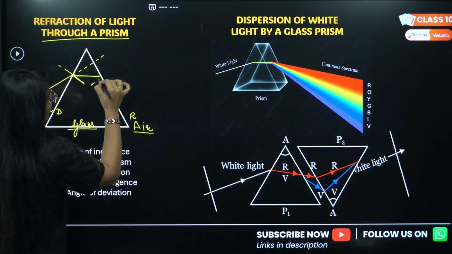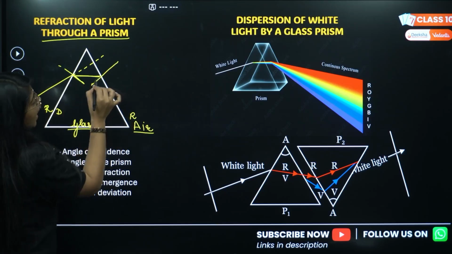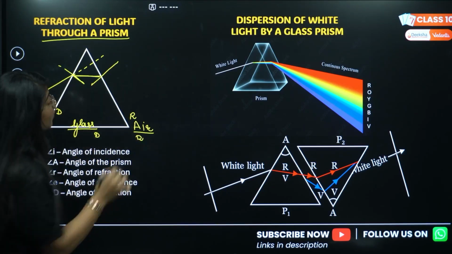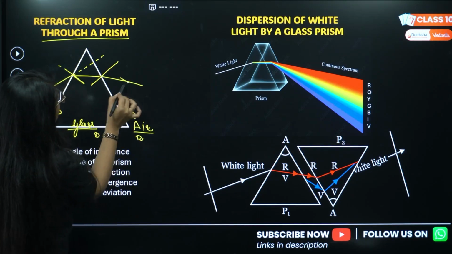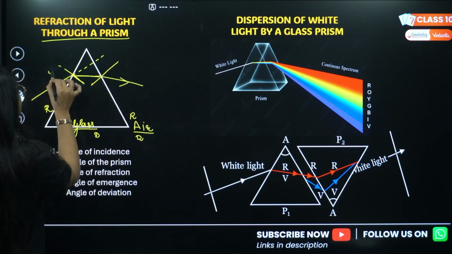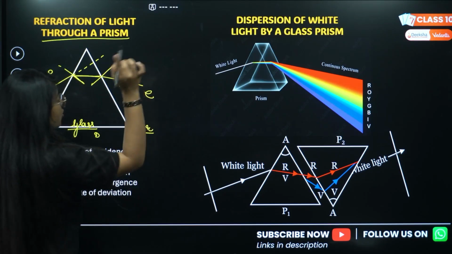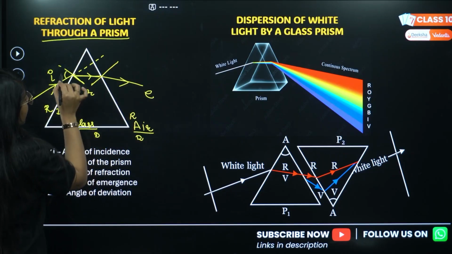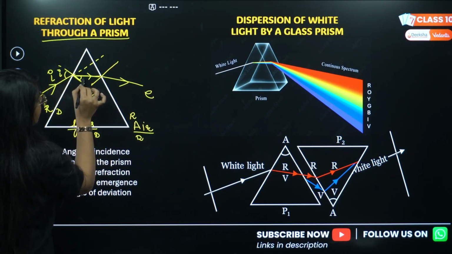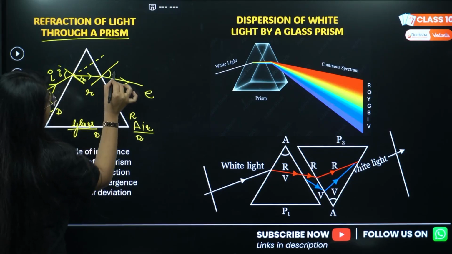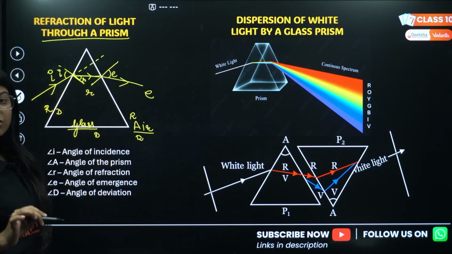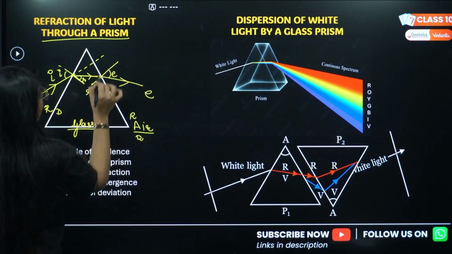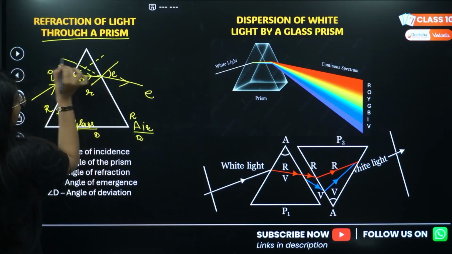And again we draw a normal here, and now it is going from denser to rarer, right? So it will bend away from the normal. So this is my incident ray, this is my refracted ray, this is my emergent ray. This is my incident angle, this is the refracted angle, and this is the emergent angle. Understood? Clear? Very clear?